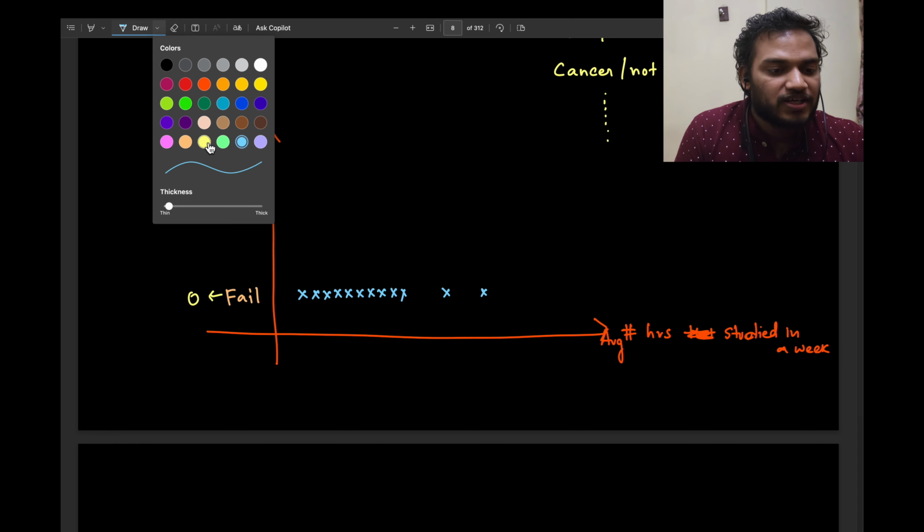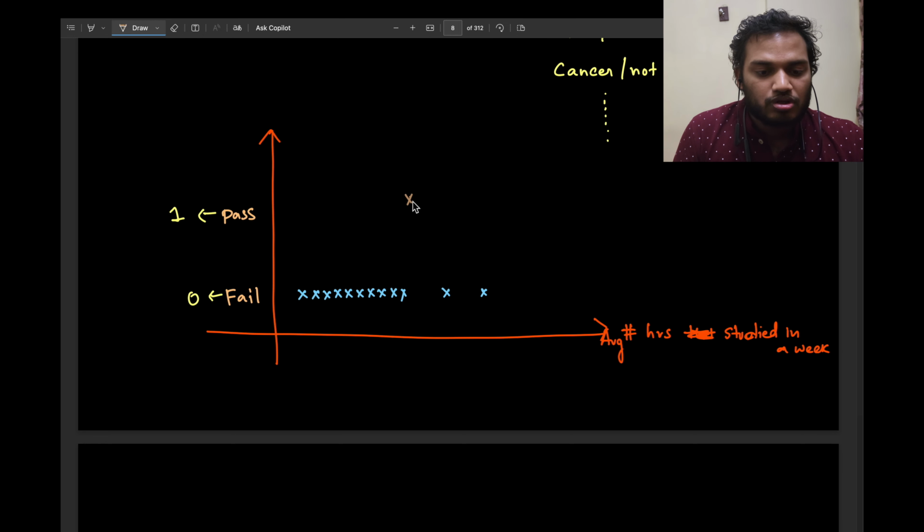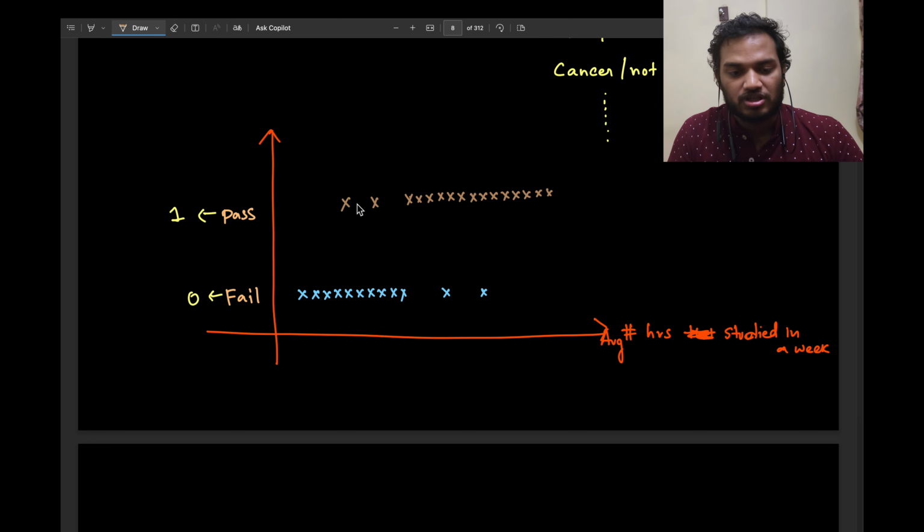Now similarly, let's talk about the passing condition. Beyond some certain threshold, most of the people will pass. Only a few people below this threshold will also pass, like even if he studied very little, he passed. So if you are thinking of real world data, it will look something like this for this specific problem.